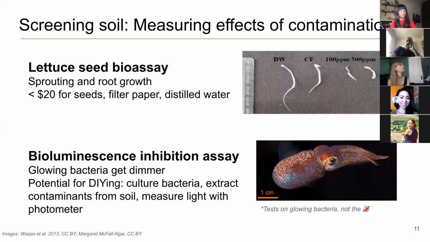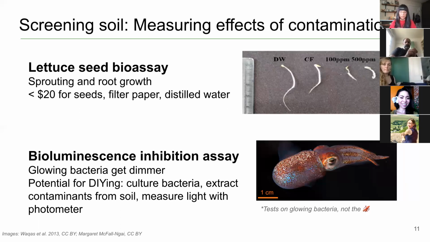So the expected outcome here is that contaminants can stunt the growth or prevent sprouting. And it costs less than $20 for a pack of seeds and some filter paper and distilled water. And there's protocols online for how to do this. And then we've linked those on the Public Lab website as well.